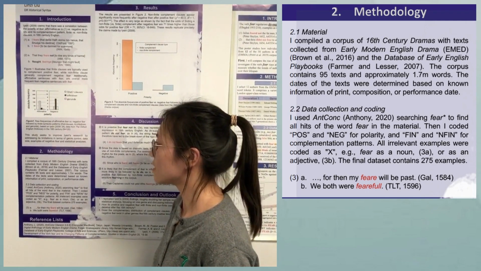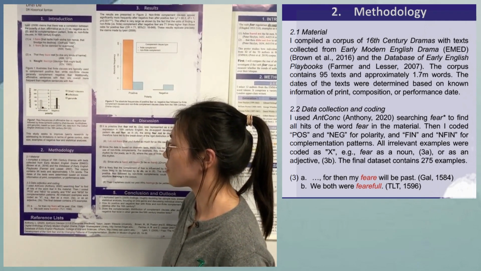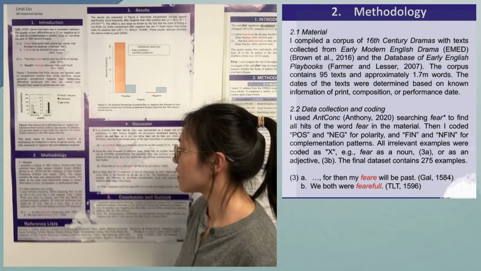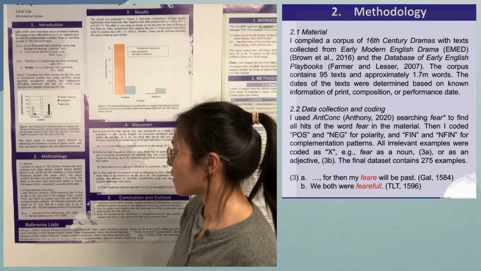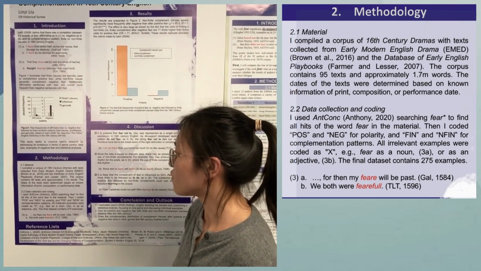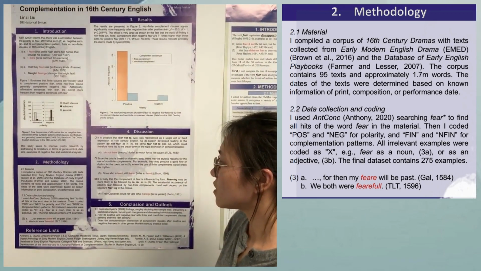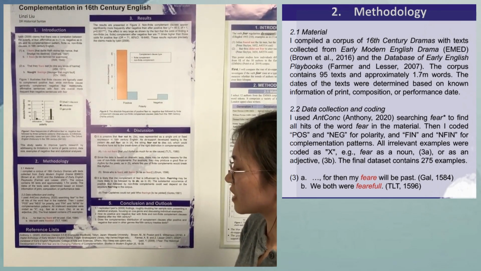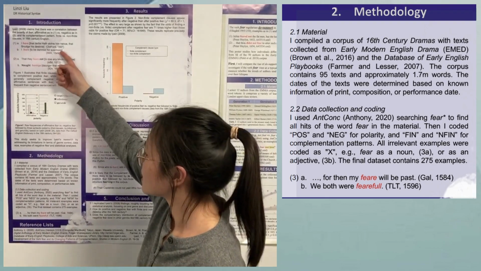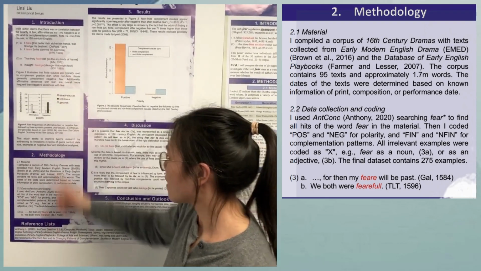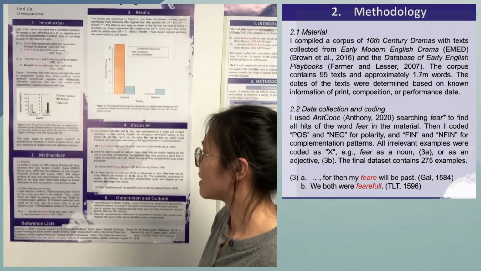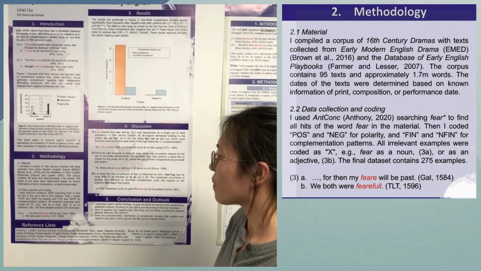And the corpus contains 95 texts and approximately 1.7 million words. And I used AntConc searching for fear to find all hits of the word fear in the material. Then I coded pos and neg for polarity. Pos is positive and neg is negative. And fin and nfin for complementation pattern.